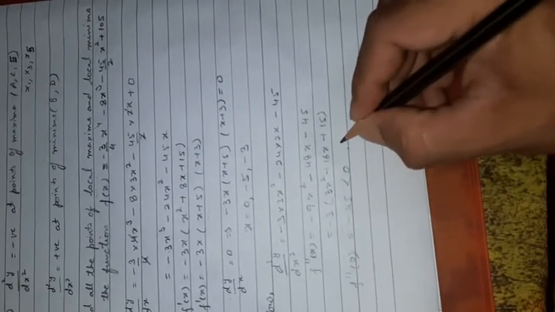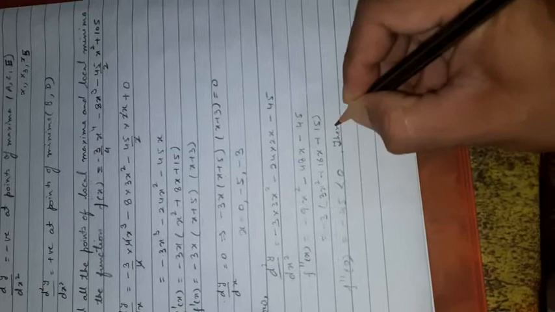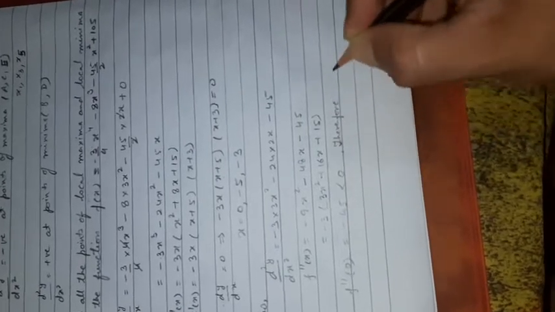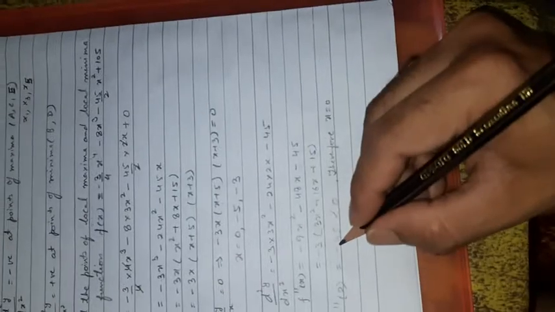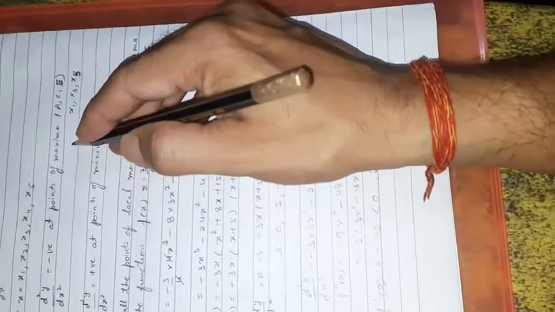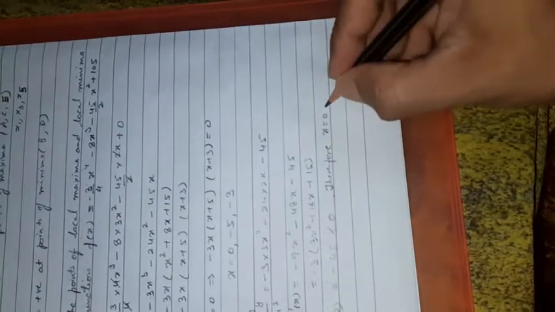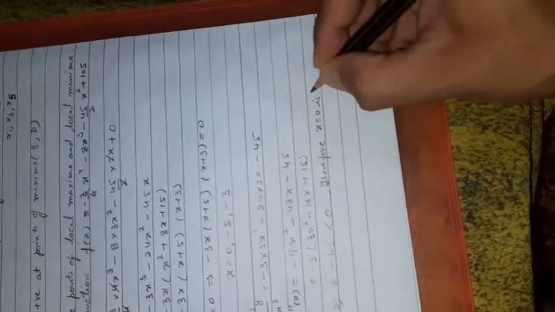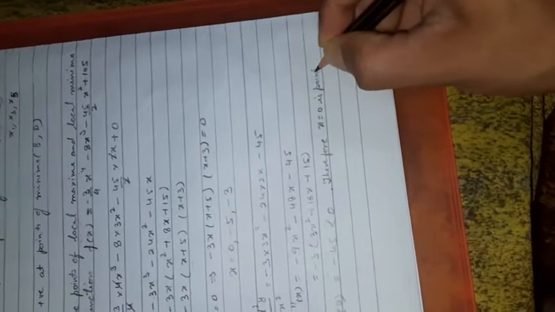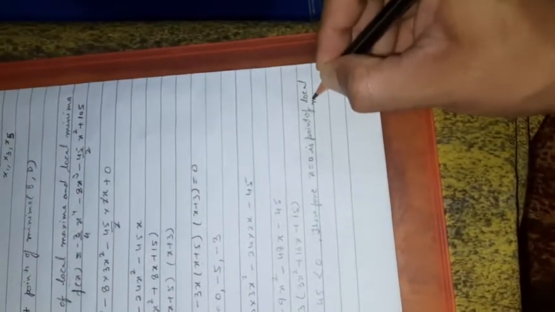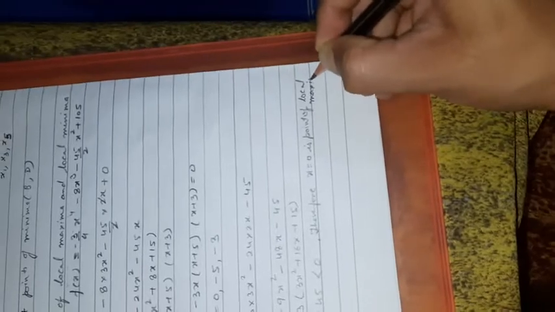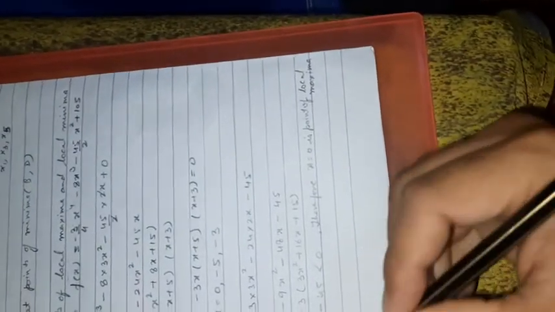Therefore x is equal to 0. It is negative, that means it is a point of maxima. So x is equal to 0 is a point of local maxima.